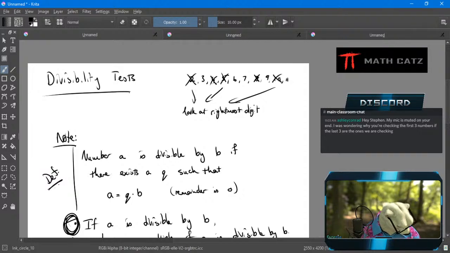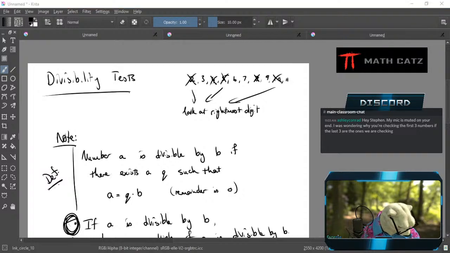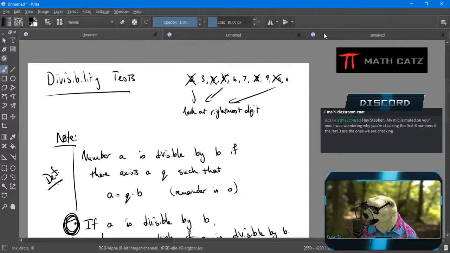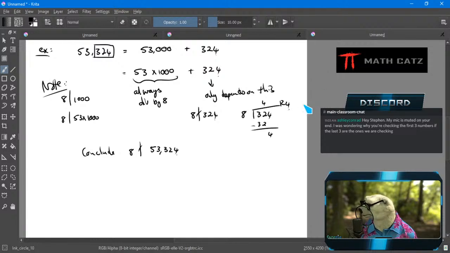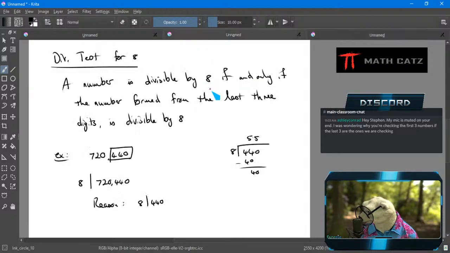Let's check a question here in the chat. Mike's muted. Oh, sure. I probably muted your mic because some time ago there was some background noise and I forgot to unmute it. I was wondering why you're checking the first three numbers if the last three are the ones we are checking. Where are we checking the first three numbers? I don't know where I did that. Unless I completely missed something, we always check the last three numbers.